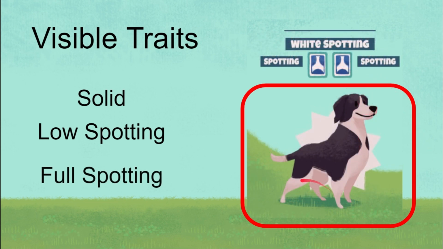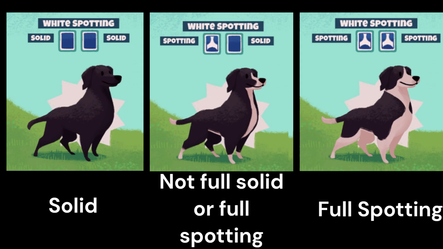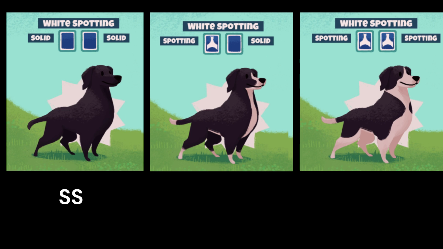Dominant means that only 1 allele is needed to show the trait. But when the alleles are combined for the spotting trait, neither trait is fully shown. It takes 2 solid alleles to show the solid trait. It takes 2 spotting alleles to show the full spotting trait.